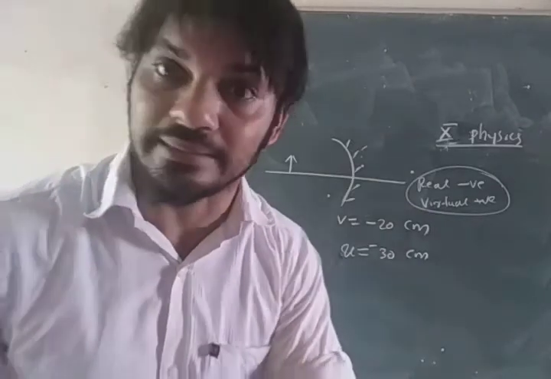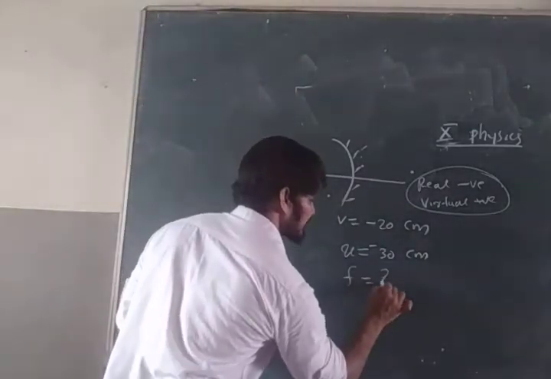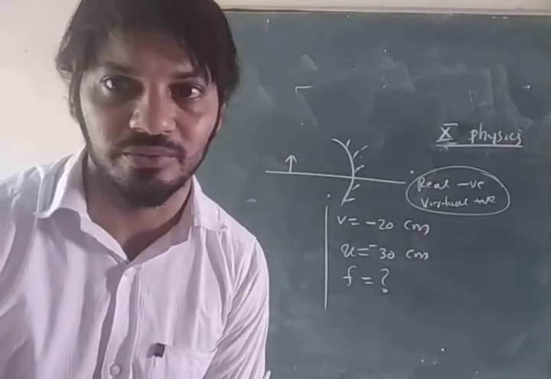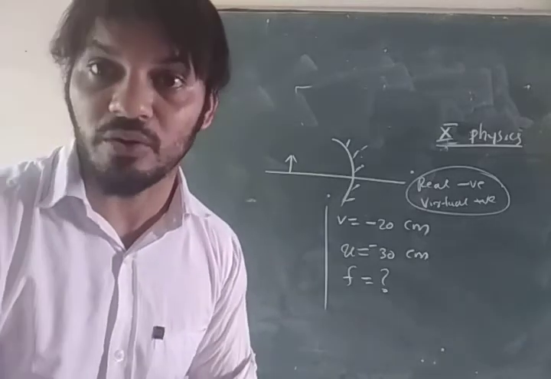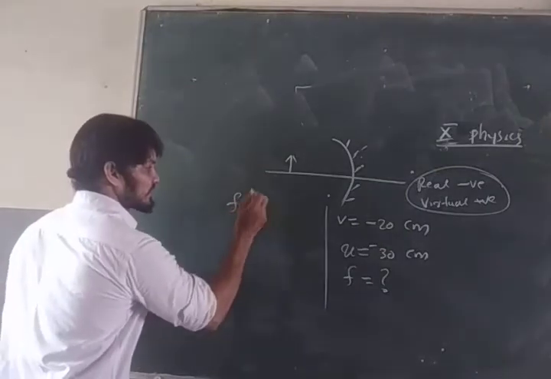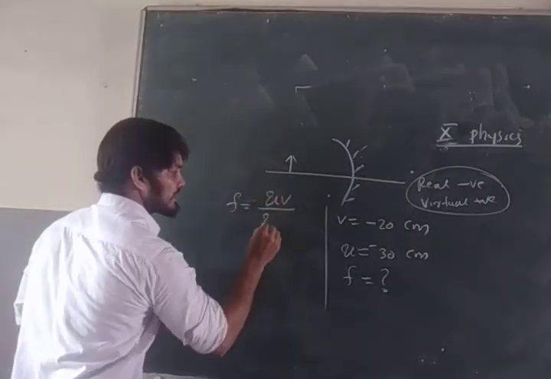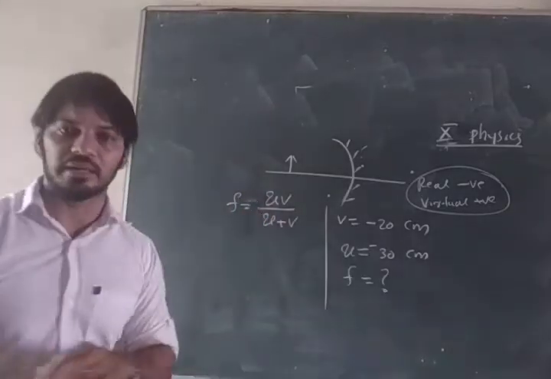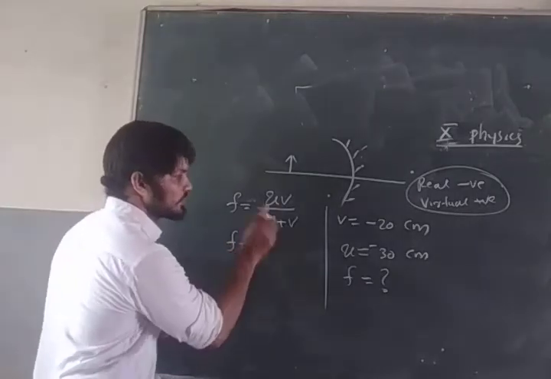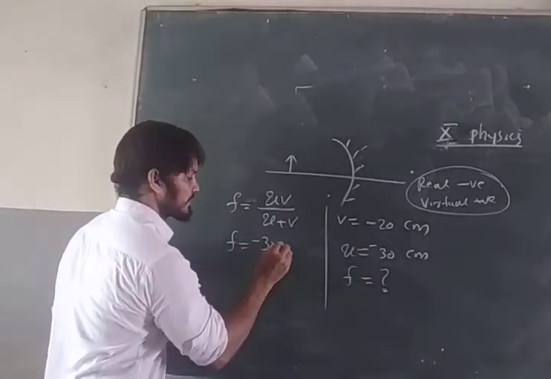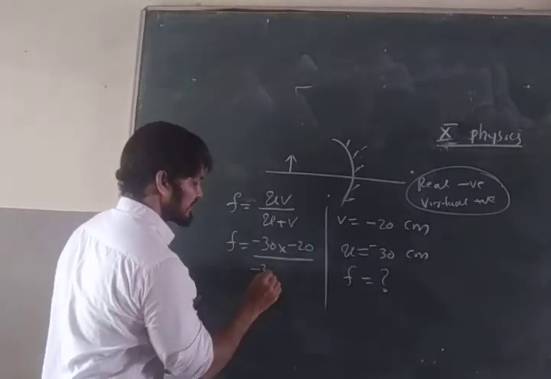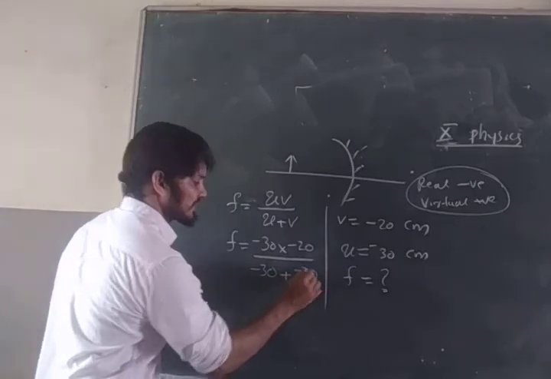What is being asked? Find the focal length, F is asked. Now you know the formula for finding F, I already gave it and you have already written it. What is the formula? F is equal to UV by U plus V. This is the focal length formula. So F is equal to U, minus 30, times V, minus 20, by minus 30 plus minus 20.